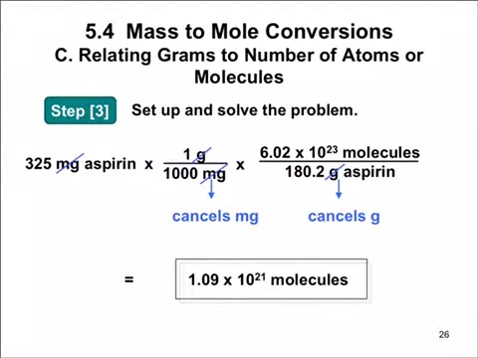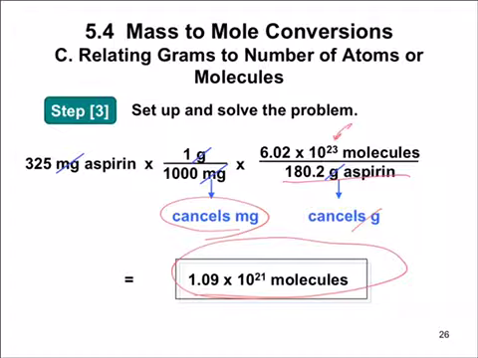So I set this up, 325 milligrams of aspirin times 1 gram over 1,000 milligrams, that cancels out our milligrams, times the number of molecules in 1 mole of aspirin, 180.2 grams of aspirin. That cancels out our grams. And we get 1.09 times 10 to the 21st molecules.